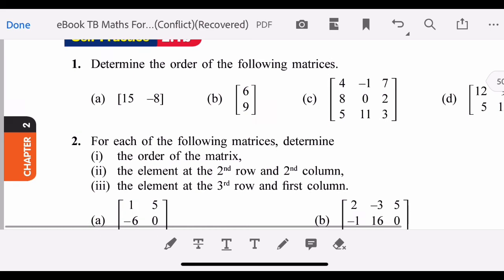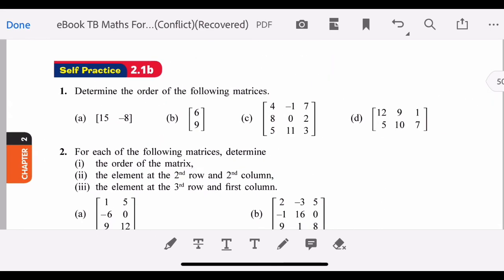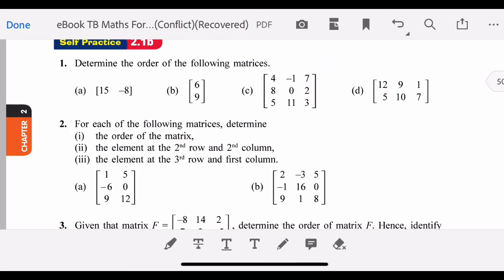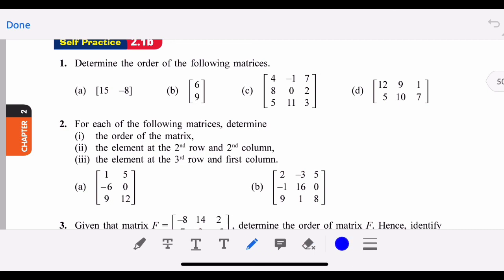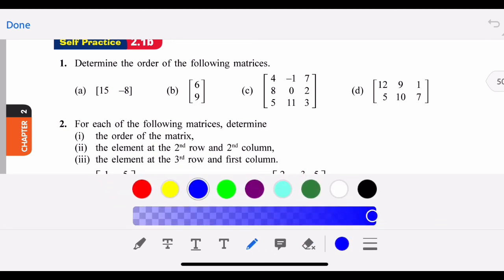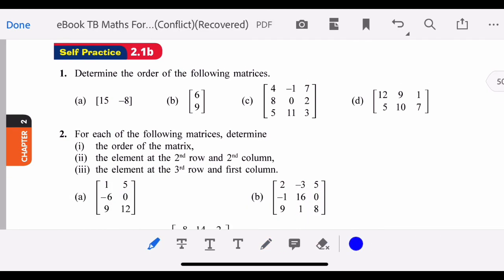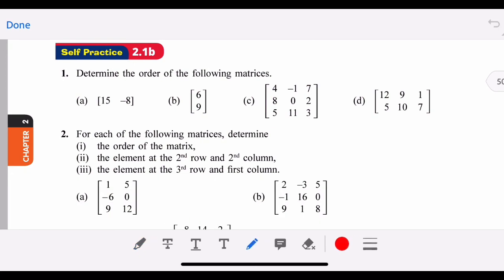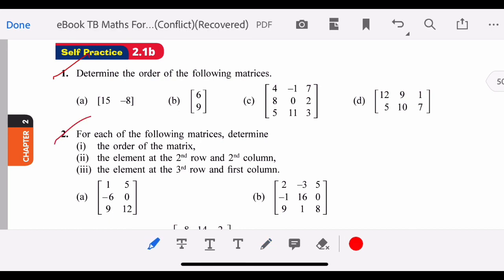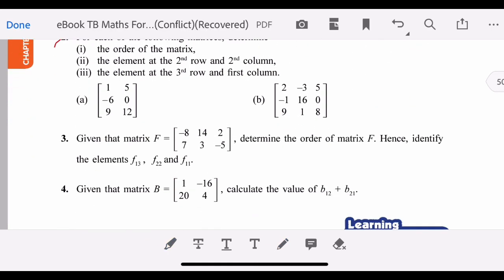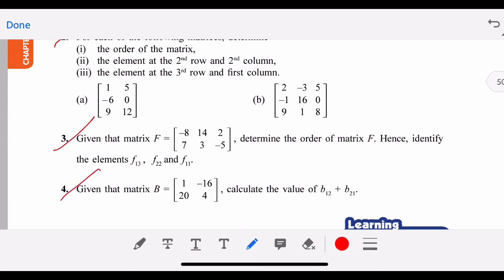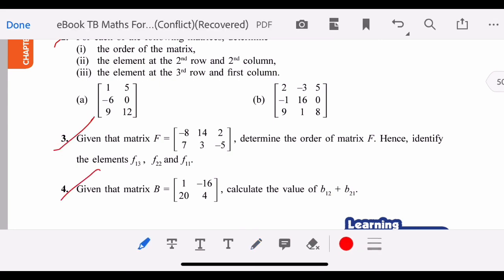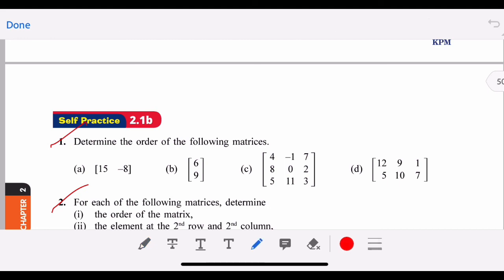Alright, so I have discussed the order of the matrix. I have discussed the elements of the matrix, so I'm sure you can do it. It's quite simple, so I don't think I need to discuss. So you do this one in your exercise book, for 1 to 4 in your book B.